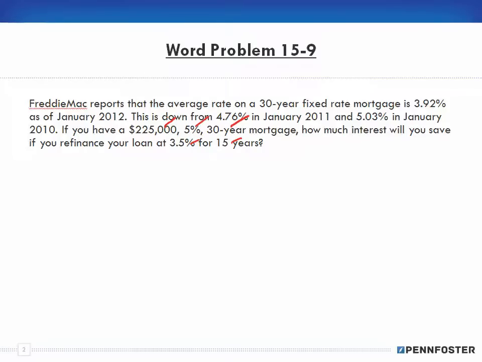So the reality is that in this problem, and again, it's a word problem, you have information that's directly related to solving the problem, which would be this 225, the 5% and 30, and this 3.5 and 15. You have information that has nothing to do with the problem. Well, to be honest with you, that's everything above that line. Those first couple of sentences have nothing to do with this problem, other than to set it up in context that you're going to refinance.